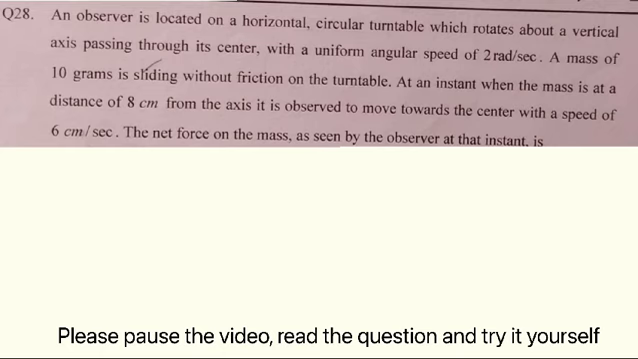A mass of 10 grams is sliding without friction on the turntable. At an instant when the mass is at a distance of 8 cm from the axis, it is observed to move towards the center with a speed of 6 cm per second. The net force on the mass as seen by the observer at that instant is.